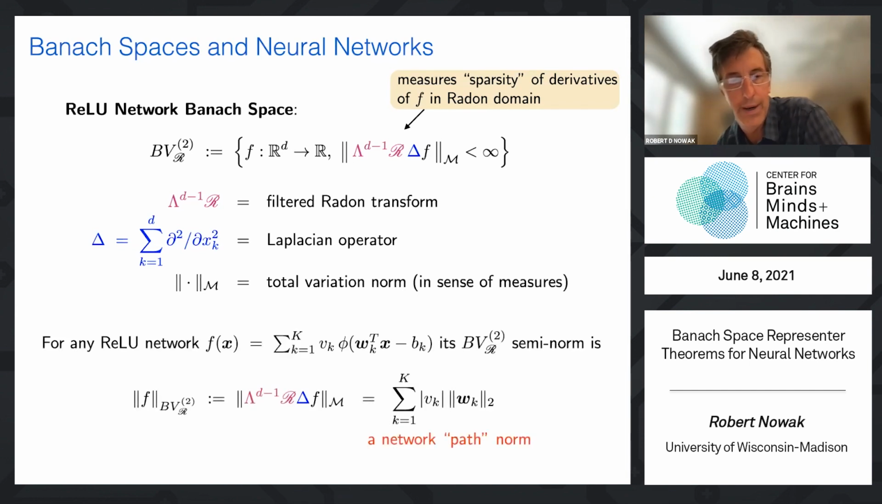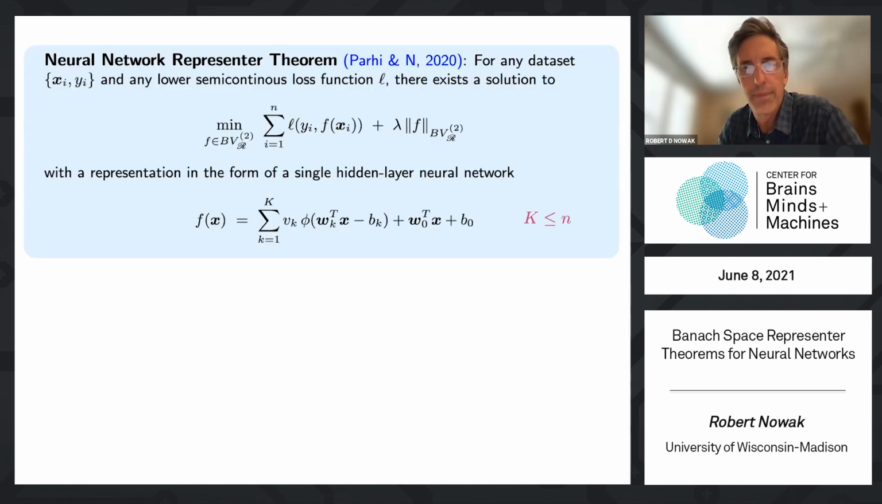And furthermore, this norm that we have here is equivalent to this neural network path norm that's been popularized and introduced in other work. So that path norm in this case is just the sum over all the neurons in your network of the absolute value of the output weight of that neuron times the 2 norm of the input weights to that neuron. The upshot of all this is then if we use the norm that I just introduced in that function space, and then we solve one of these regularized optimization problems where we're optimizing over this infinite dimensional function space with that regularization given by that Radon BV norm, the solutions are neural networks.